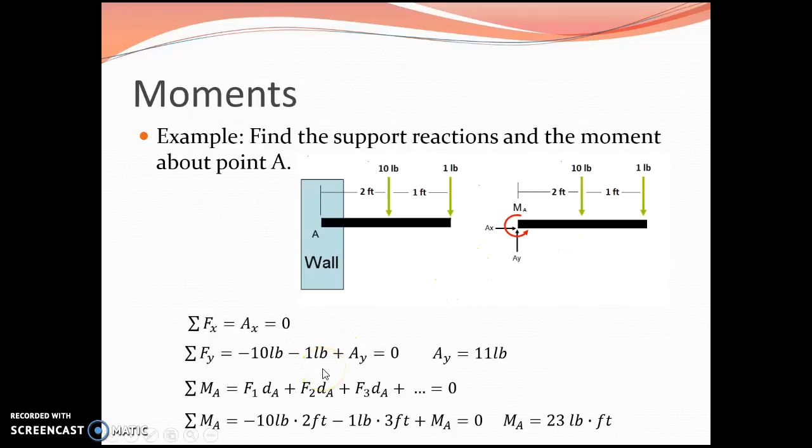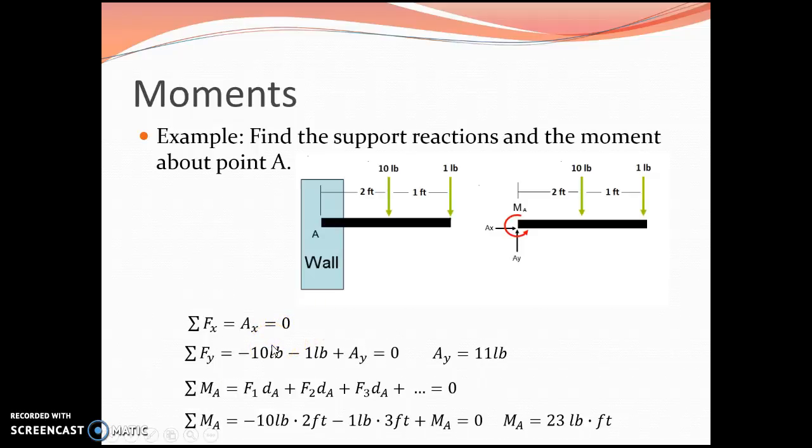So I want you to find the support reactions. You've done that before. You want to first sum up the forces in the x direction. Let's make going to the right positive. So AX is the only force in the x direction. Set your x forces equal to 0, so you just get AX equals 0. So there's no force trying to pull this out of the wall or push it into the wall. So that's why this is 0 pounds.